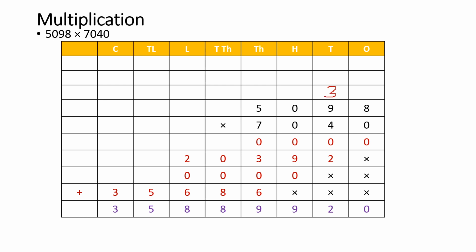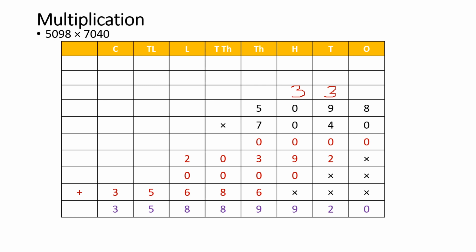Then 4 nines are 36. 36 plus 3 equals 39. We will write 9 here and 3 as carry. Then 4 zeros are 0. 0 plus 3 equals 3. So 3 will be here. Then 4 fives are 20. 20 will be here. Now again we will multiply all these numbers by 0. So we will start from the hundreds place because this multiplier 0 is at the hundreds place. That's why 0 eights are 0, 0 nines are 0, 0 zeros are 0, 0 fives are 0.